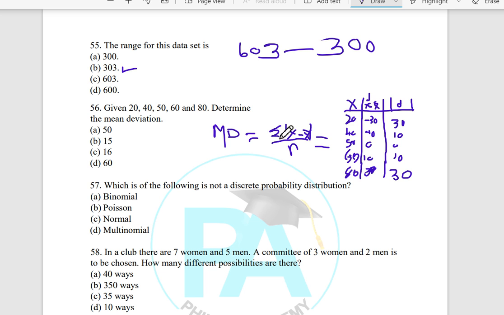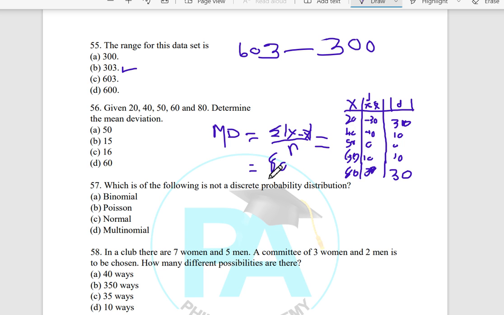So the formula says sigma of the absolute value of x minus mean, so these are the absolute values of x minus the mean. The sigma of it, the addition of all, that's the meaning. So when you add this, 30 plus 10, that's 40, plus 0, 40, plus 10, 50, plus 30, that's 80. It gives you 80.